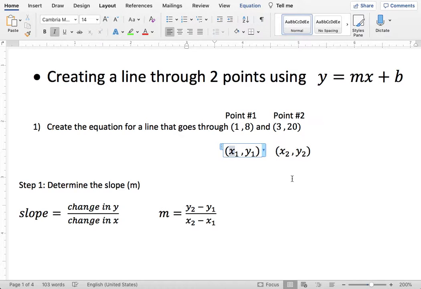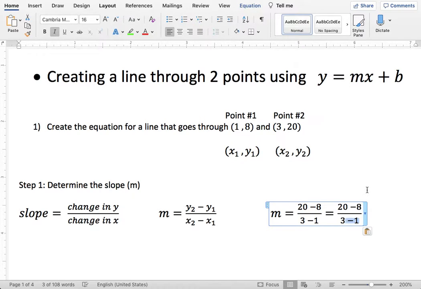Okay, so let's plug those numbers into our equation here. Instead of y2, I'll put in 20. Instead of y1, I'll put in 8. So I'm just subtracting my 2 y's. x2 is equal to 3, and x1 is equal to 1, and so I'm just subtracting my x's as well. Let's simplify this. 3 minus 1 is 2. 20 minus 8 is 12. And then 12 divided by 2 is 6. So your slope is 6 here.